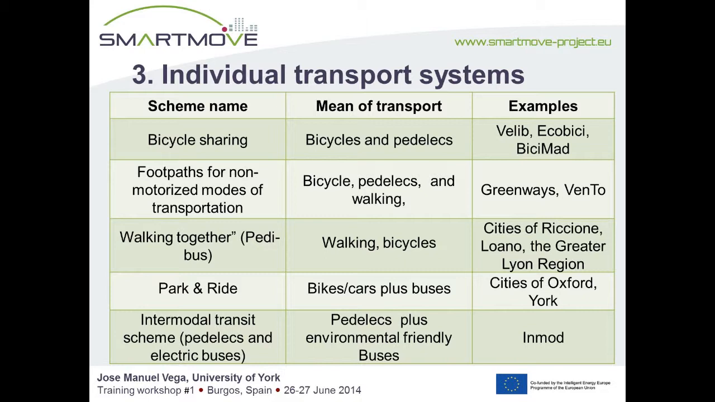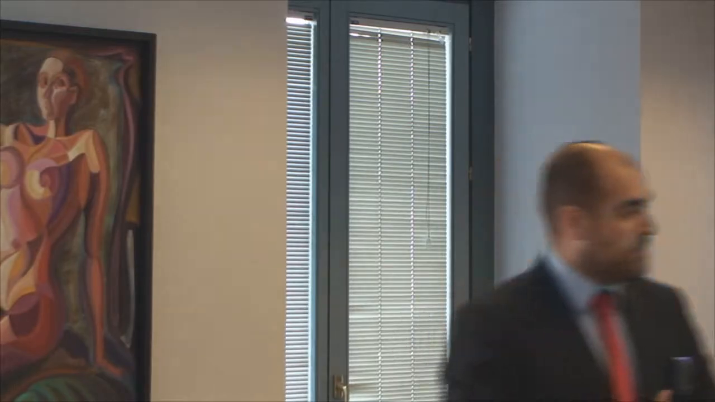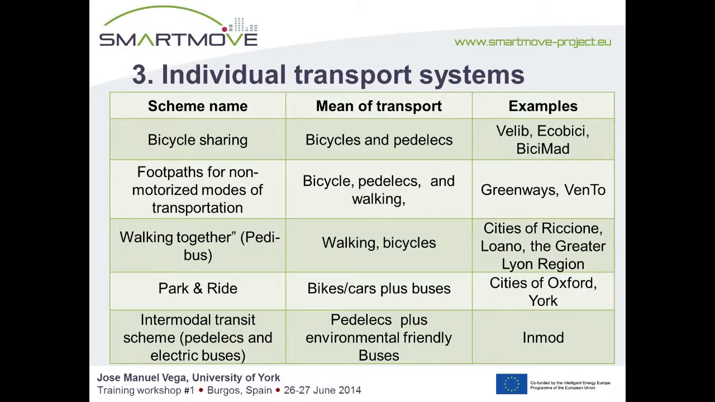The footpaths for non-motorized modes of transportation. This is a network of footpaths to communicate different cities. Okay, so an example we found is called Greenways in the Netherlands, and another example we have is Vento in Italy. To connect the whole north of Italy, it is a cycling path to connect different cities along the way.